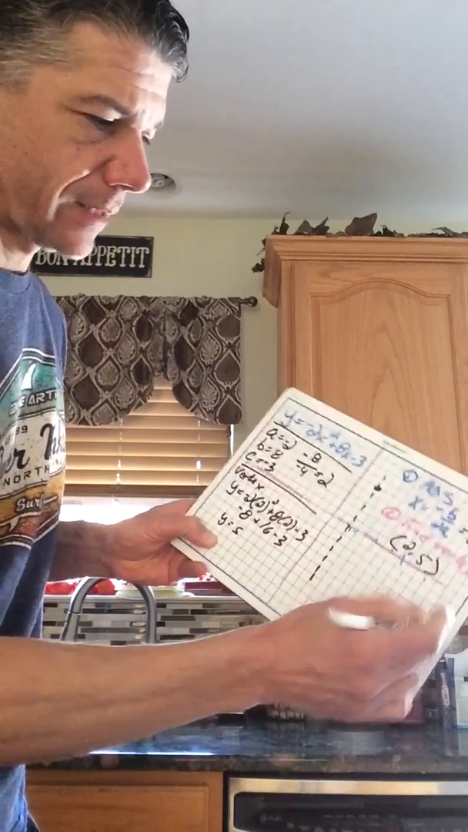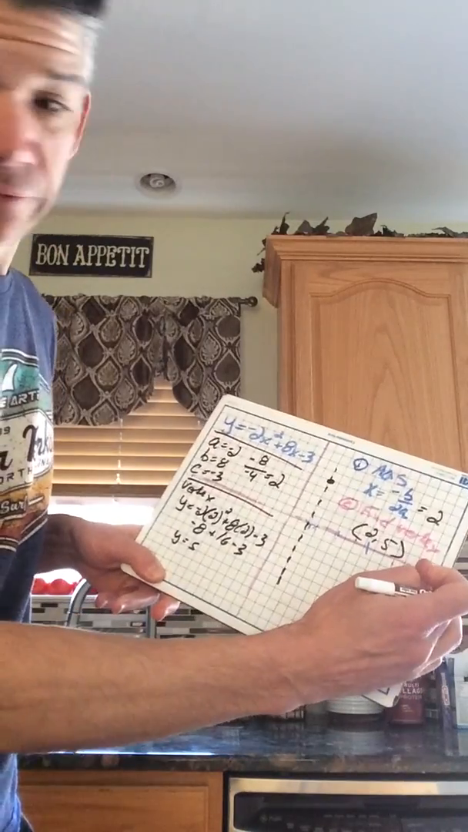So now I go over to 2, up 1, 2, 3, 4, 5. I plot that point. Okay, so that's how I find the axis of symmetry. That's how I find the vertex.